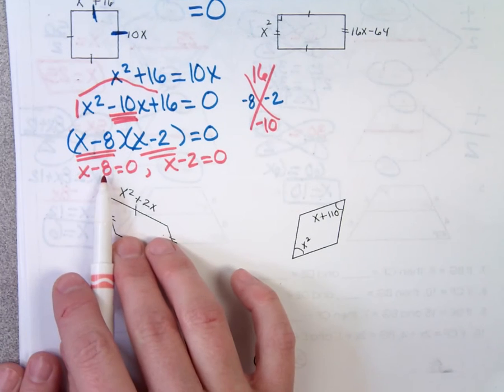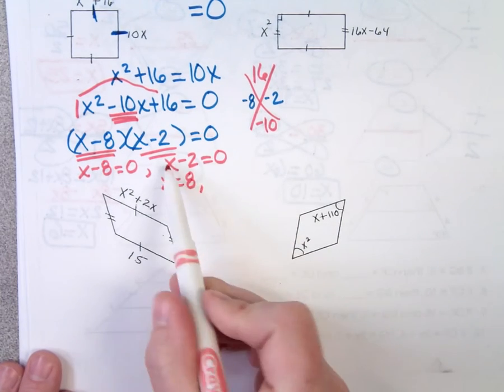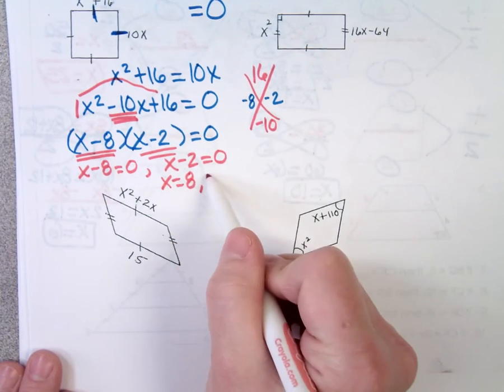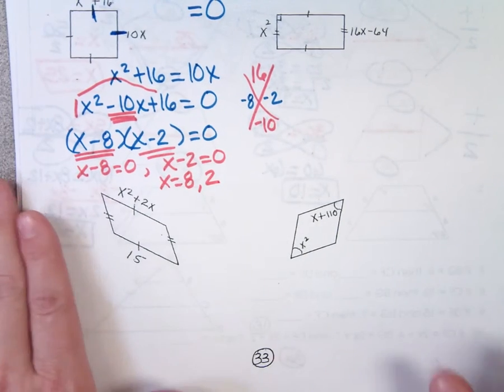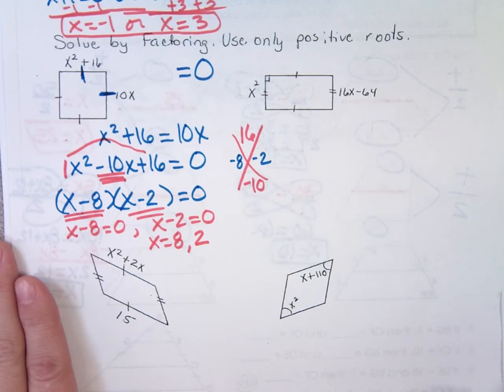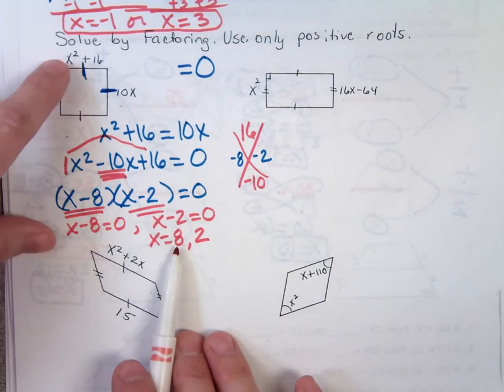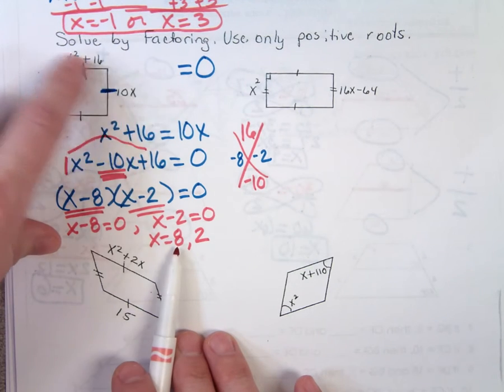What do you get when you solve this equation? 8. So x equals 8 is one answer. And what do you get when you solve this equation? 2. Now, I do want to kind of check our work because we're working with shapes that have side lengths, and you can't ever have a negative side length. And so I'm just going to double check that if I plug the 8 in here and the 8 in here, that these two sides actually equal.